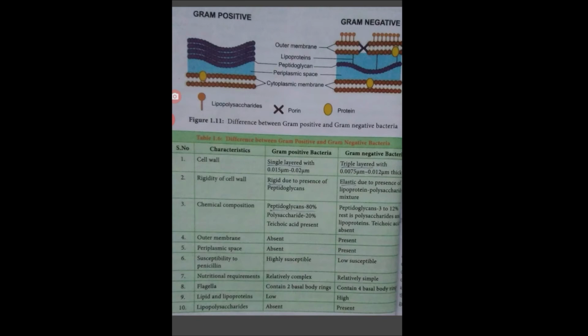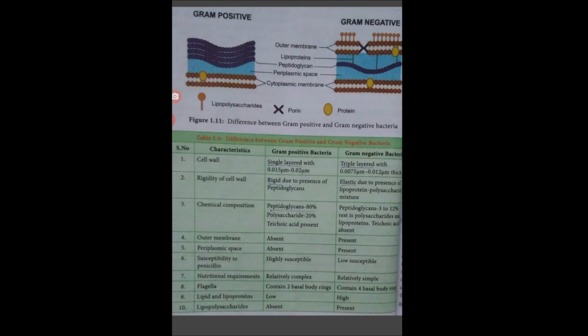Periplasmic space is absent in gram-positive but present in the gram-negative bacteria. Periplasmic space is the space between the outer membrane and the cell wall. In between the outer membrane and the cell wall, there is a space just around the cell that is called periplasmic space. That is absent in gram-positive bacteria, present in gram-negative bacteria.